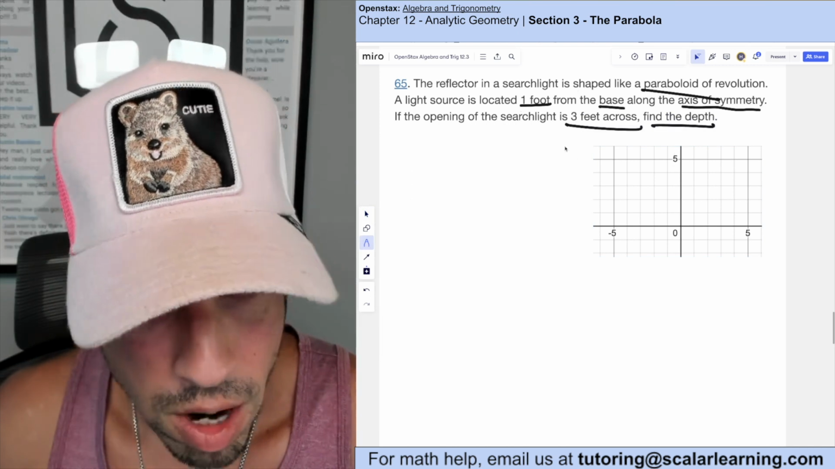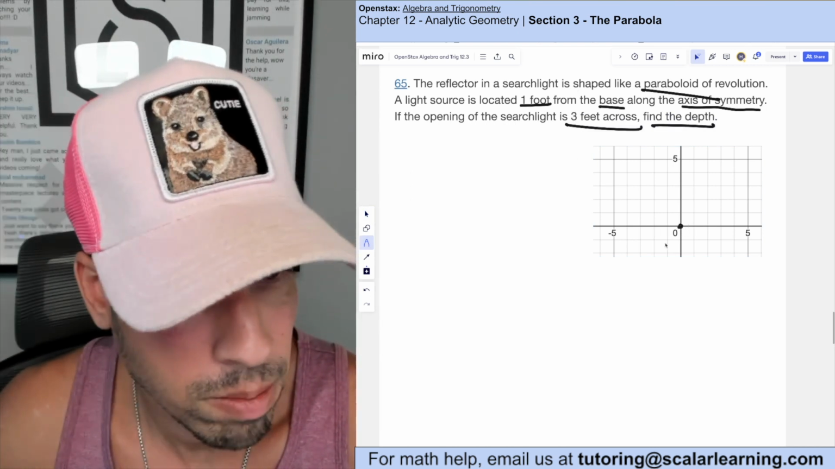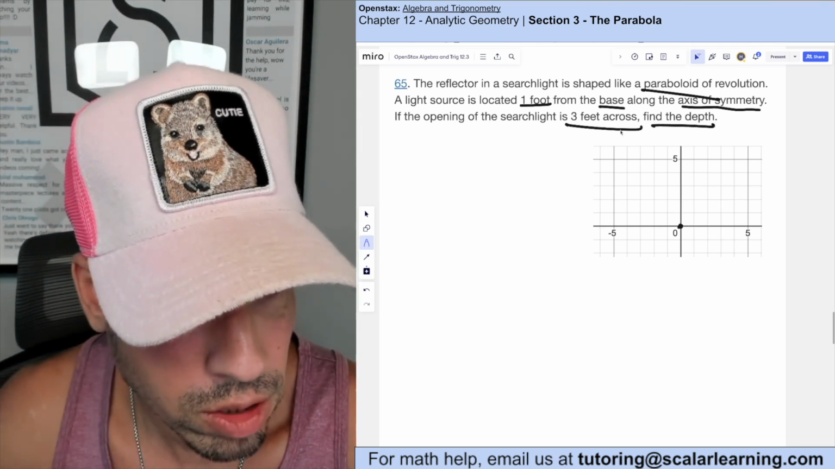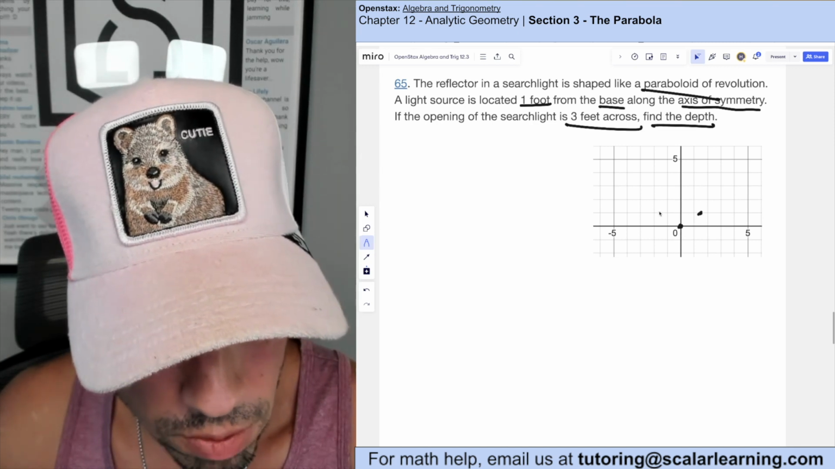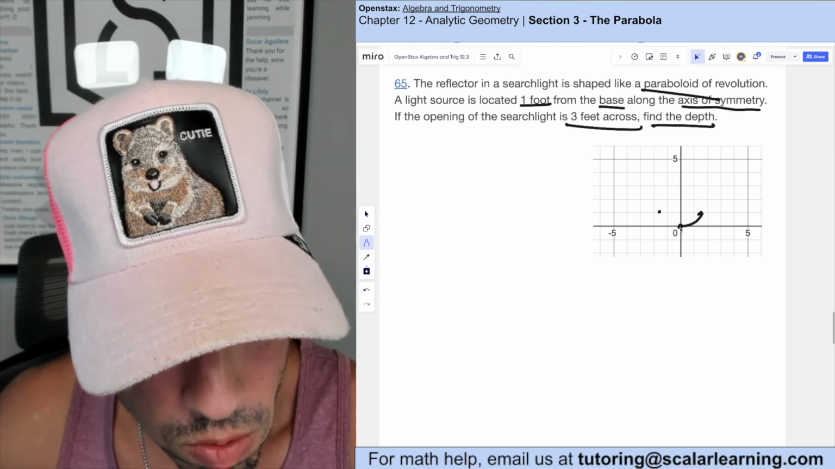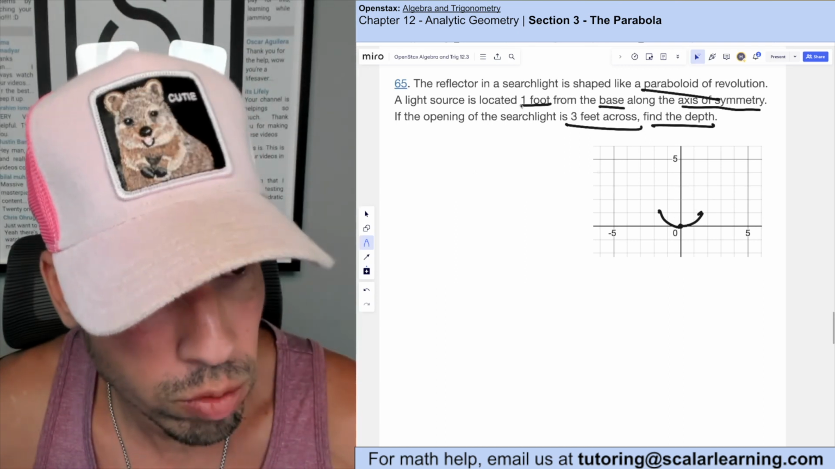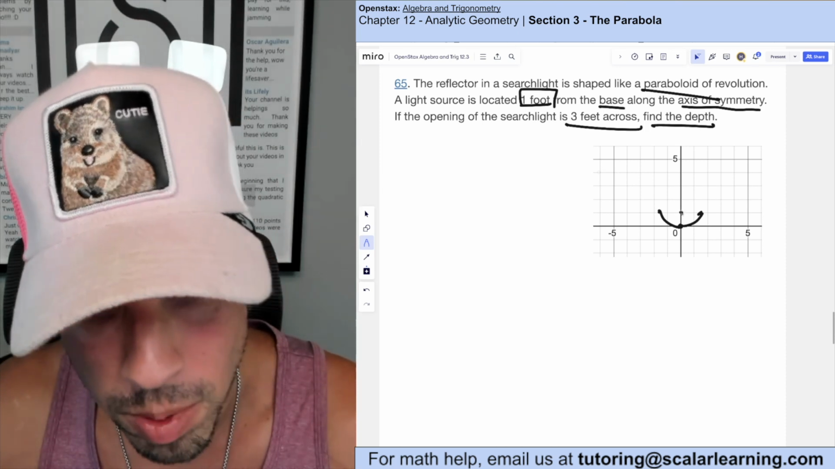So just to get an approximate graph, right, we could say here is the base or the vertex, and we could say it's 3 feet across, 1 foot up. So I can go 1.5 to the left, 1.5 to the right, like so. So again, this is an approximate graph. And what I'm guessing is we're assuming, I think this is what we have to do, we have to assume that this is the focus, 1 foot up, okay?